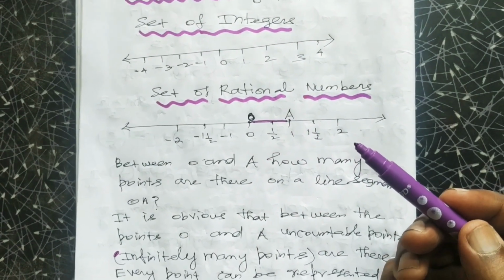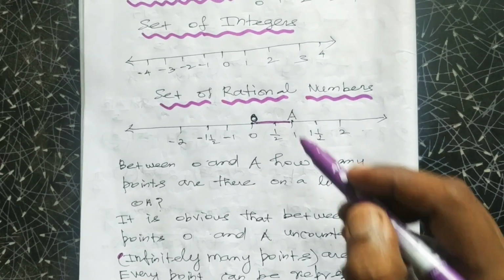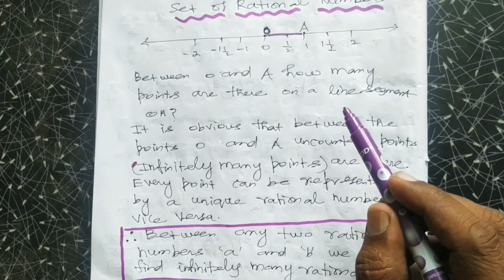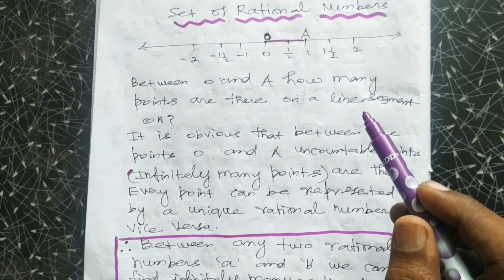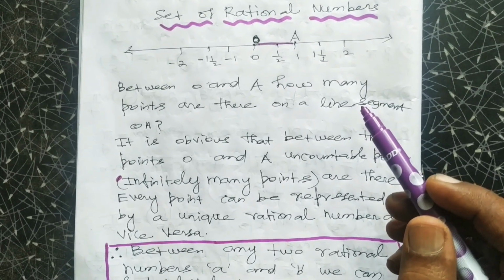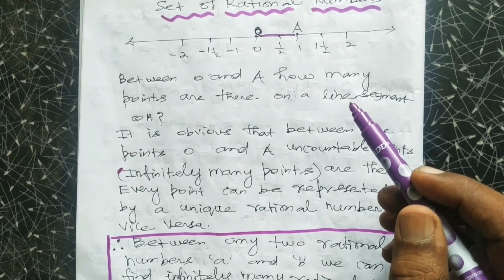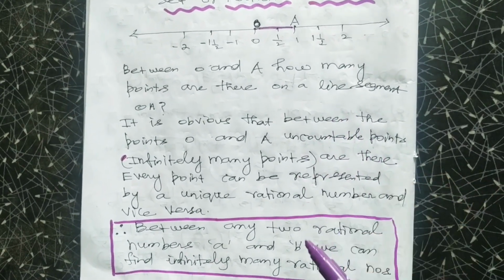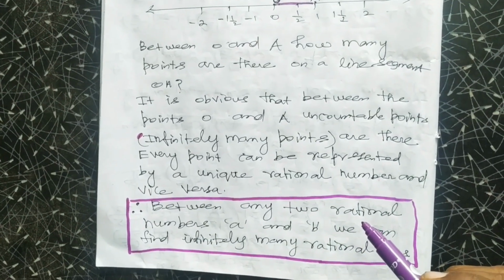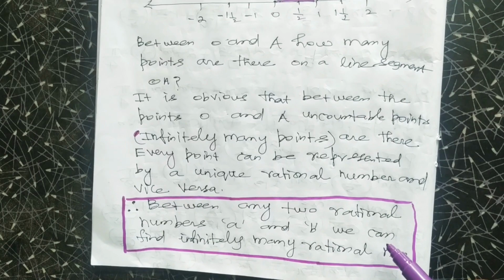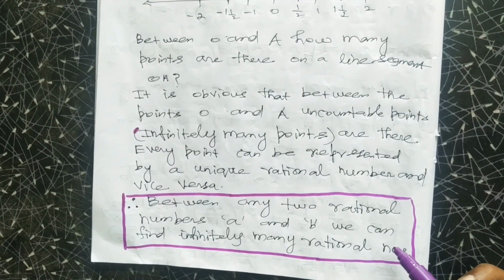Naturally, it is not countable. It is obvious that between points O and A, infinitely many uncountable points are there. Each point can be represented by a unique rational number. Similarly, every rational number represents a unique point. Therefore, we can conclude that between any two rational numbers A and B, we can find uncountably many, that is, infinitely many rational numbers. According to your wish, you can find them.